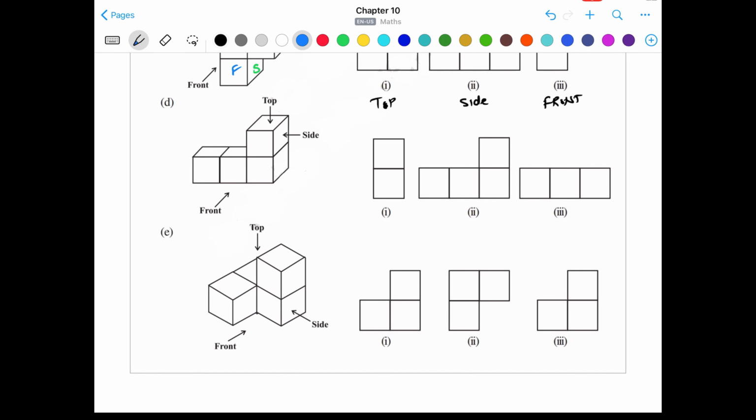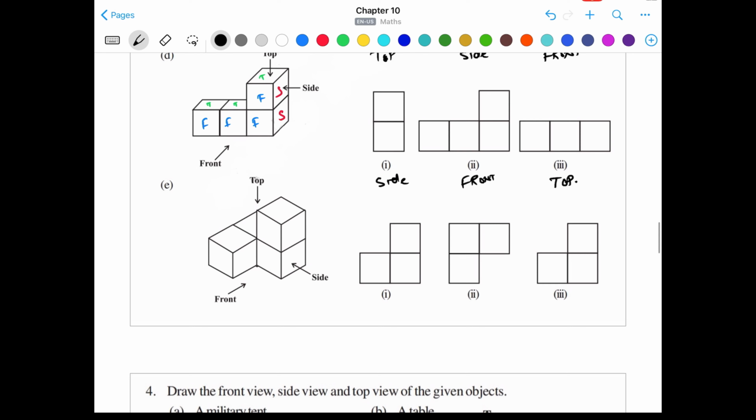Okay, next is, again we have a figure with four boxes. Let's mark their boxes. So from the front side we can see these four boxes. From this side view we can see only these two boxes, and from the top we'll be able to see three boxes. Okay, so this first one is its side view, second one is the front view, and the last one is its top view.